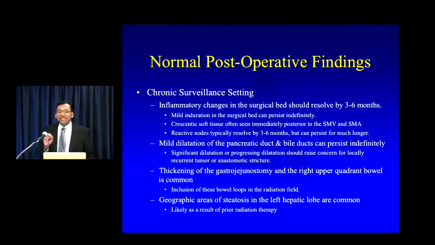But the one finding that can stick around for a long period of time is this crescentic rind of soft tissue immediately posterior to the SMA and SMV. That is a classic location for postoperative fibrosis.